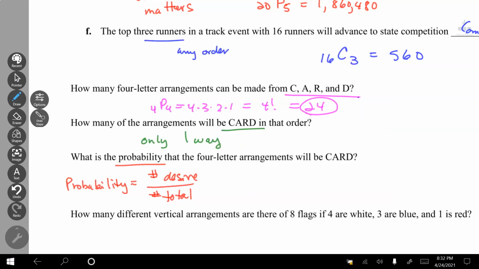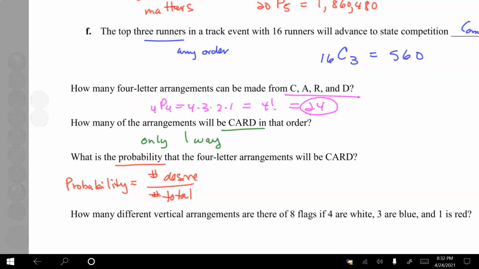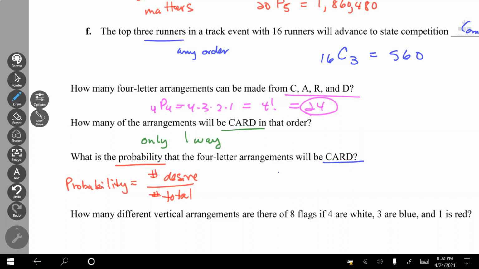So the general definition of probability is, how many ways do I get what I desire out of the total possibilities in the problem? Well, what do I desire? I desire the letters C-A-R-D in that order, and there's only one way to get C-A-R-D in that order, but rearranging the letters of those 4, there's 24 ways. So if I have those 4 cards and I lay them out, I have a 1 in 24 chance of laying them out in the order C-A-R-D.